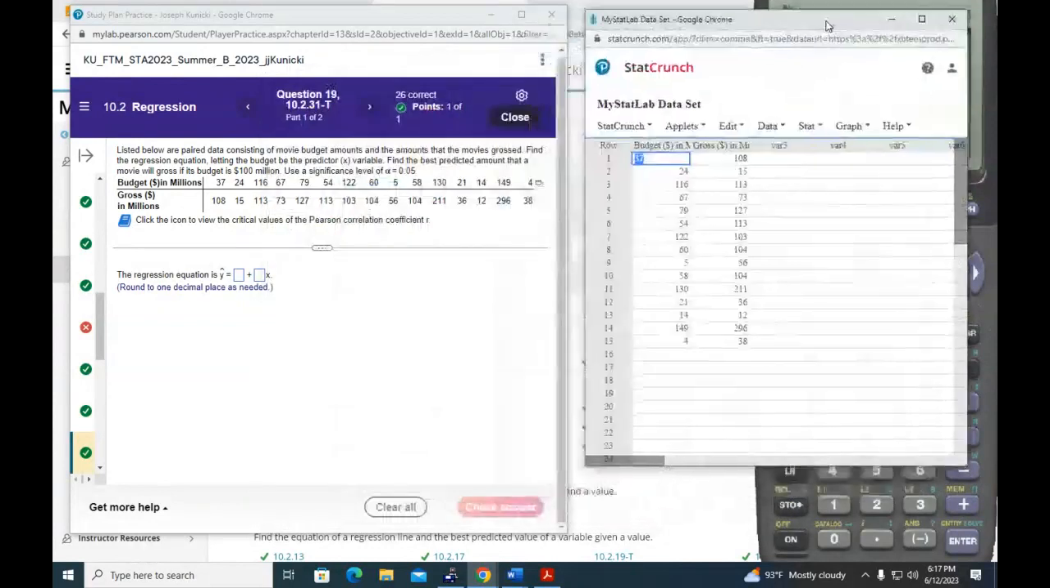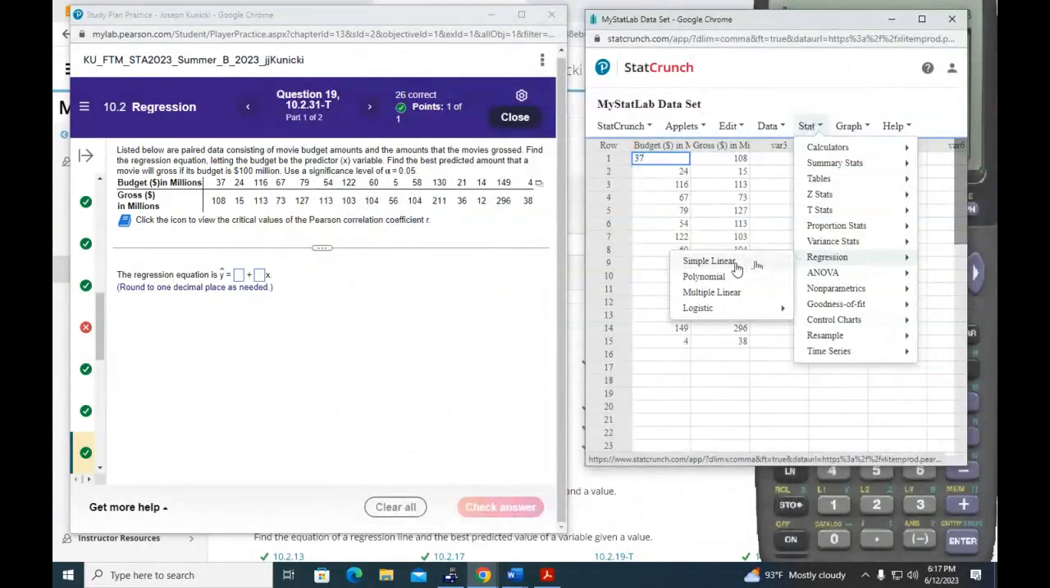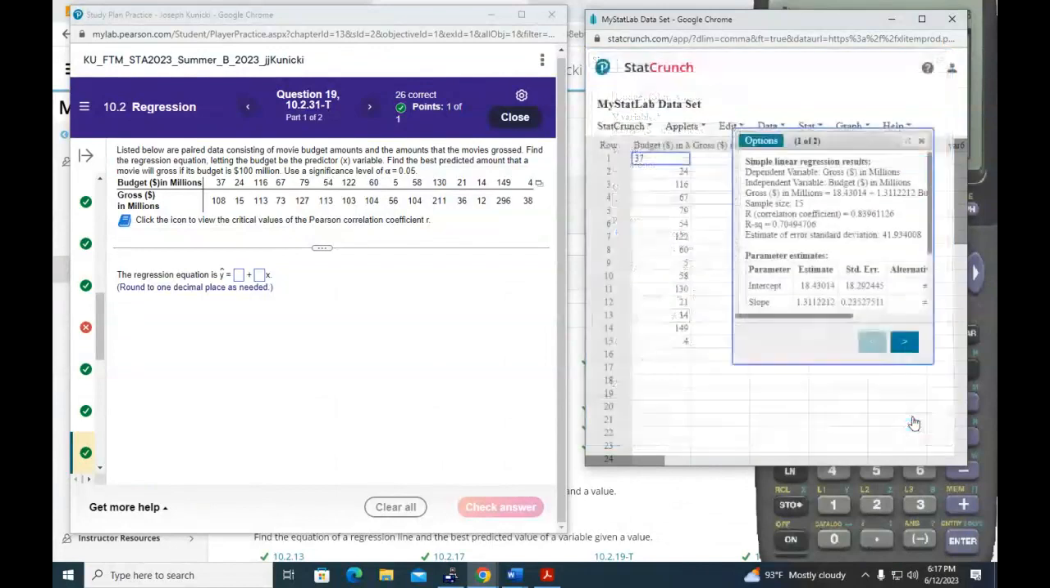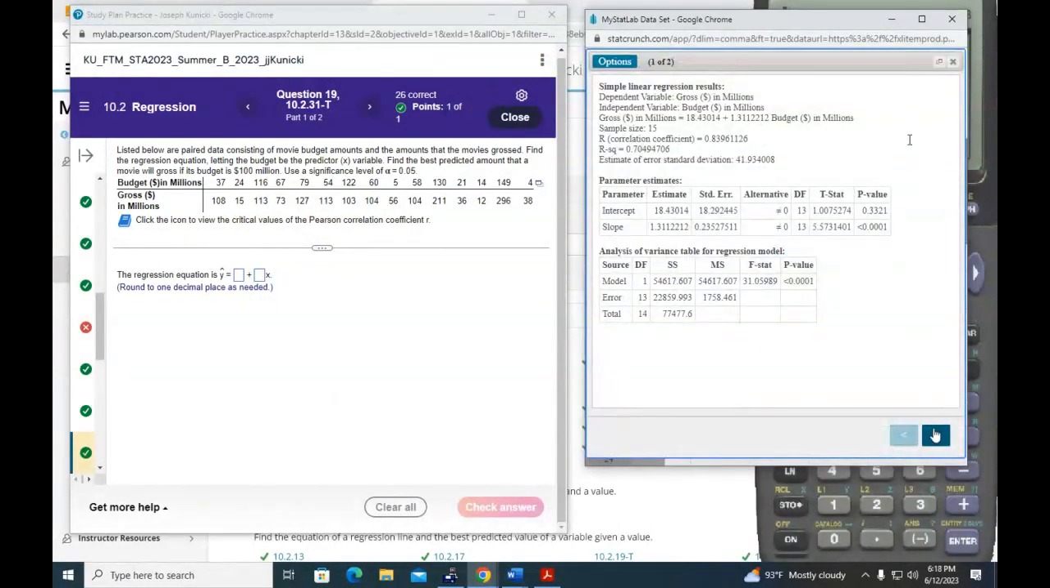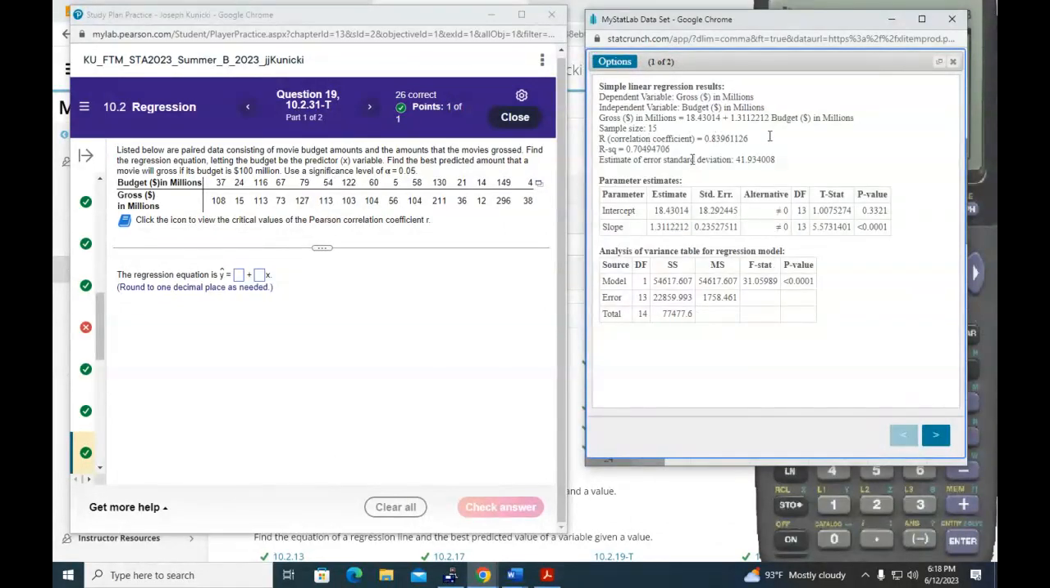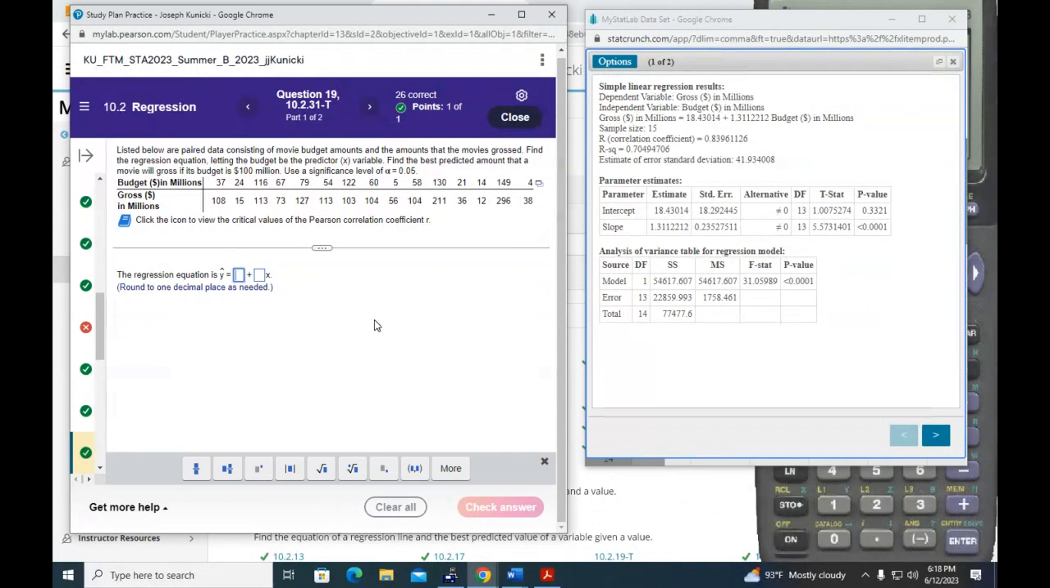And we'll do Stat, Regression, Simple Linear. Budget is the predictor, gross is the predicted. And I'm going to look at the scatter plot. Not too bad. And the R value is 0.83840. That's not too bad, especially because it's a large sample. Well, let's see. The regression line to one decimal place is 18.4 plus 1.3. Okay.